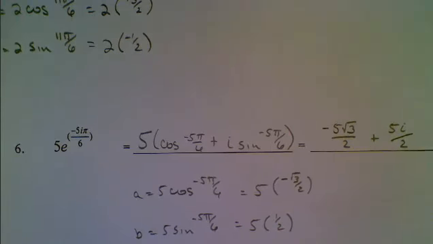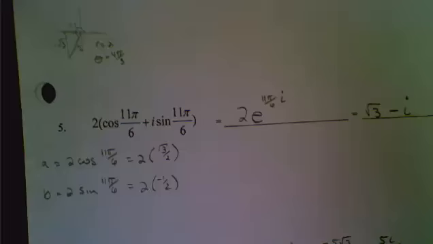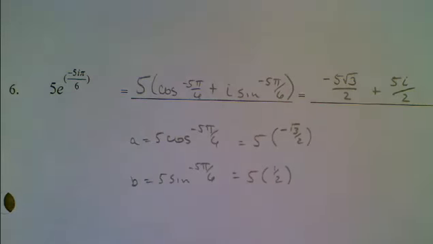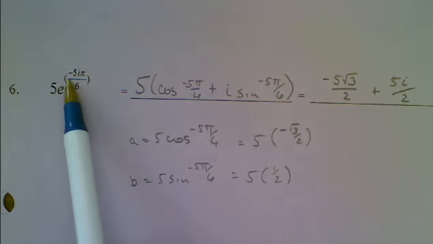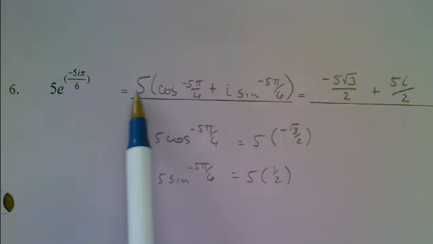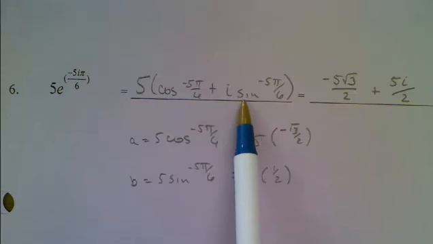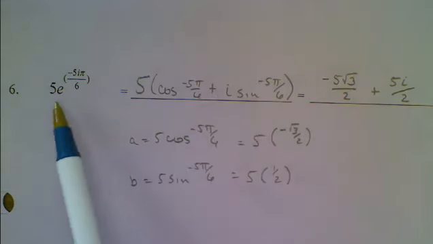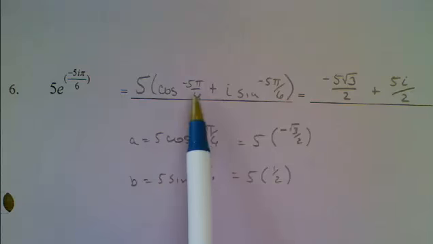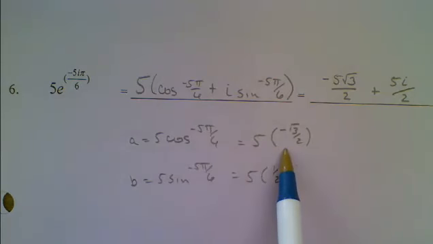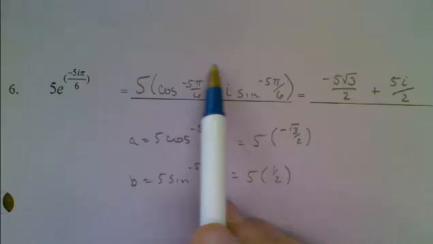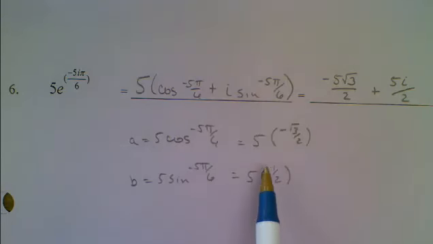Number 6, with number 6 you have 5e to the -5 pi over 6. So in polar form, that just converts to 5 cosine of -5 pi over 6 plus i sine of -5 pi over 6. So you easily can go between these two forms. But again, to get to rectangular form, you're really going to take 5 times the cosine of -5 pi over 6. That'll get you the real part, which I did right here. And 5 times the sine of -5 pi over 6 will get you the imaginary part.